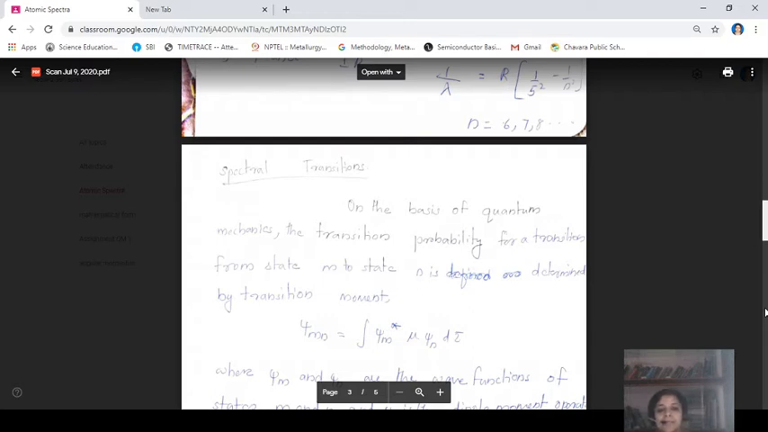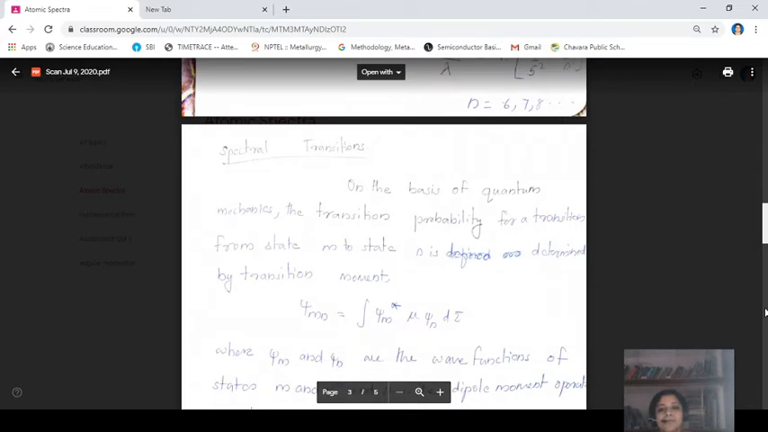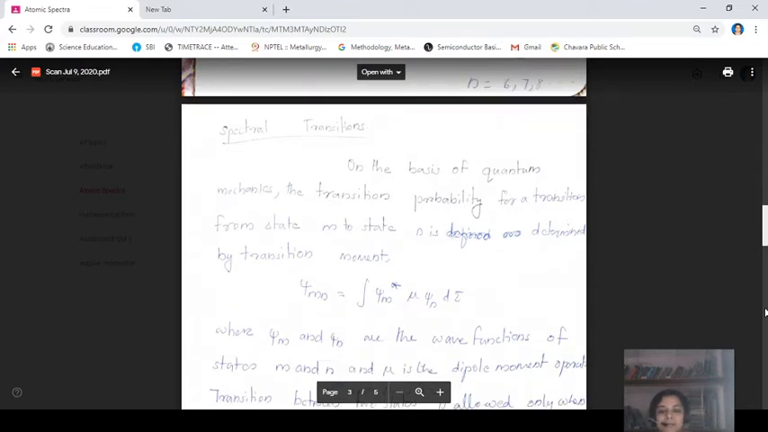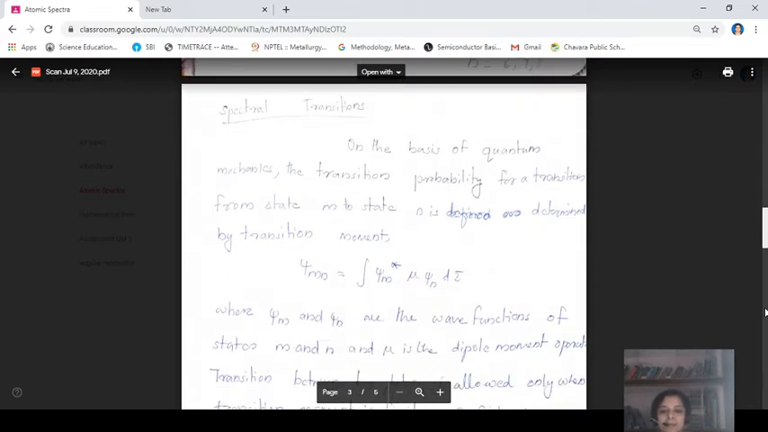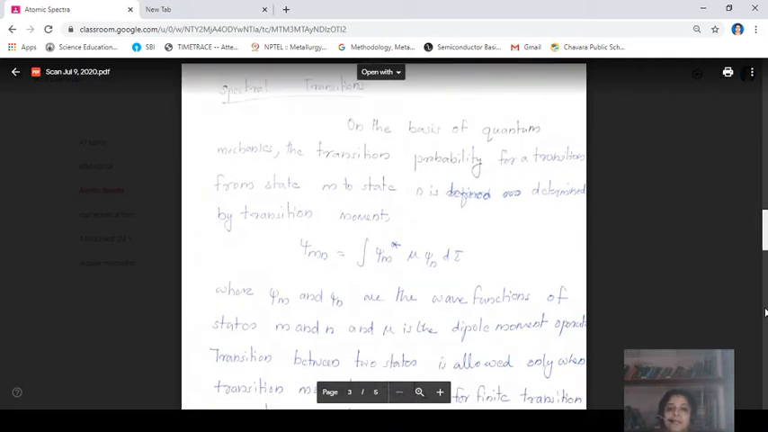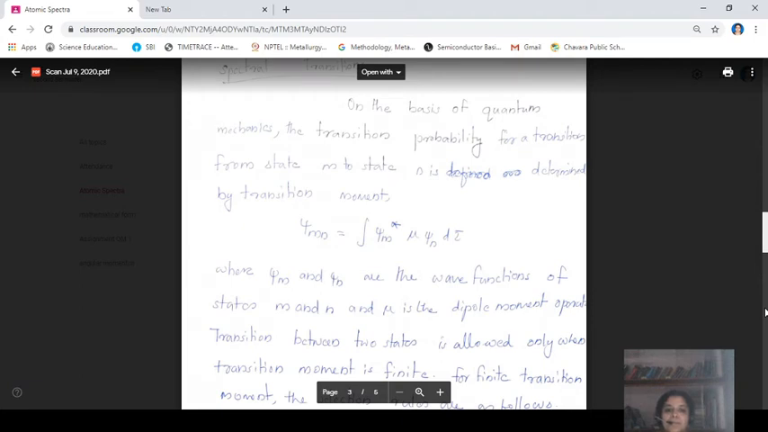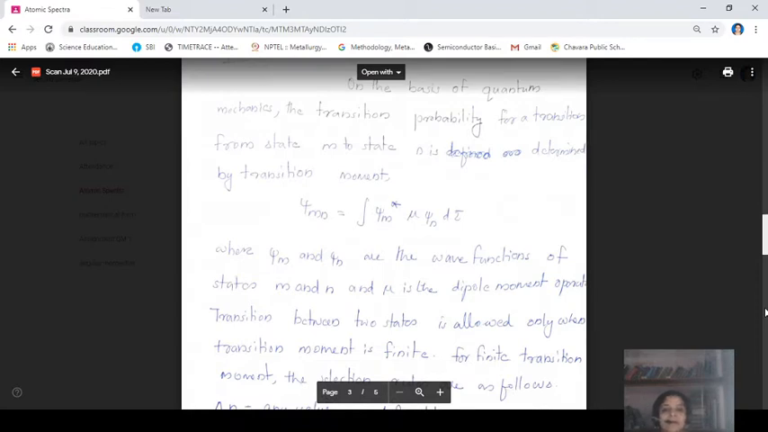For a transition to take place, the probability for a transition from state m to state n is actually determined by the transition moment. Usually the transition moment is defined as integral psi m star mu psi n d tau. Psi m and psi n are the wave functions of states m and n, and mu is the dipole moment operator. So a spectral transition is possible only when this transition moment has a finite value.